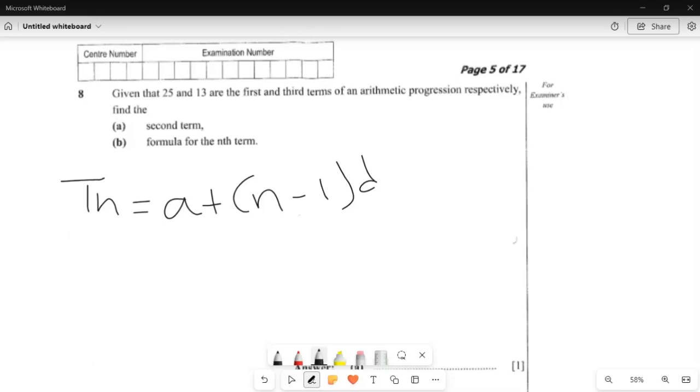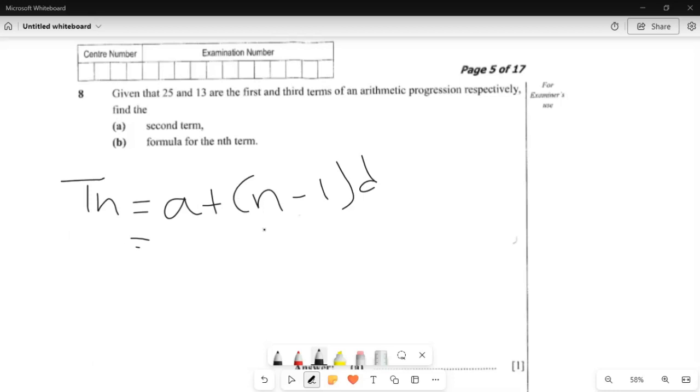Okay, so this one is the first term, and this one is just the term number, and this one is the common difference, which is the difference between the terms, because this is an AP. We are dealing with arithmetic progression, so the difference between the terms is the same. It's constant. You get the point.